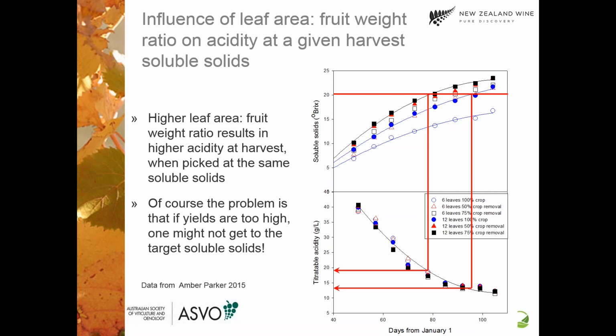Of course, the problem is if the yields are too high, you might not get to that target soluble solids. So one of the challenges that we have is that winemakers and a lot of the industry are saying, well, we want lower yields to improve fruit quality. I would argue that low yields also result in higher acidity. So that's the sugar to acid ratio.